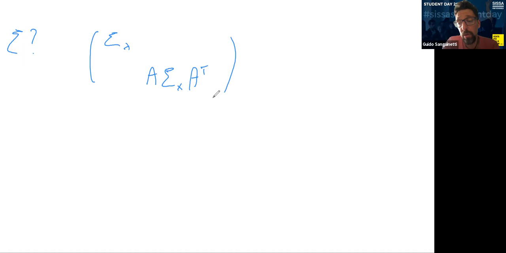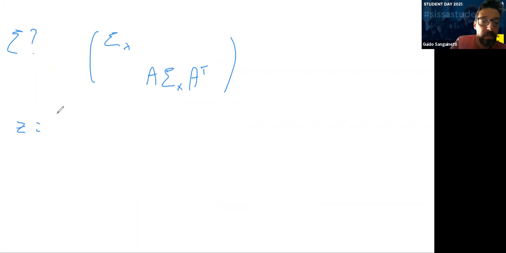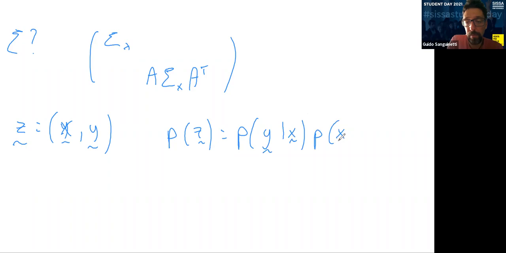Now, the reason why I'm showing you this is that defining multivariate Gaussians as equations has a huge advantage in terms of conditionals, because I've defined z as the concatenation of y, x and y, but I could also just write that p of z is going to be equal to p of y given x times p of x, okay? Because z is a four-dimensional thing which is made up of two-dimensional things. And p of x, I know it is mu x sigma x.